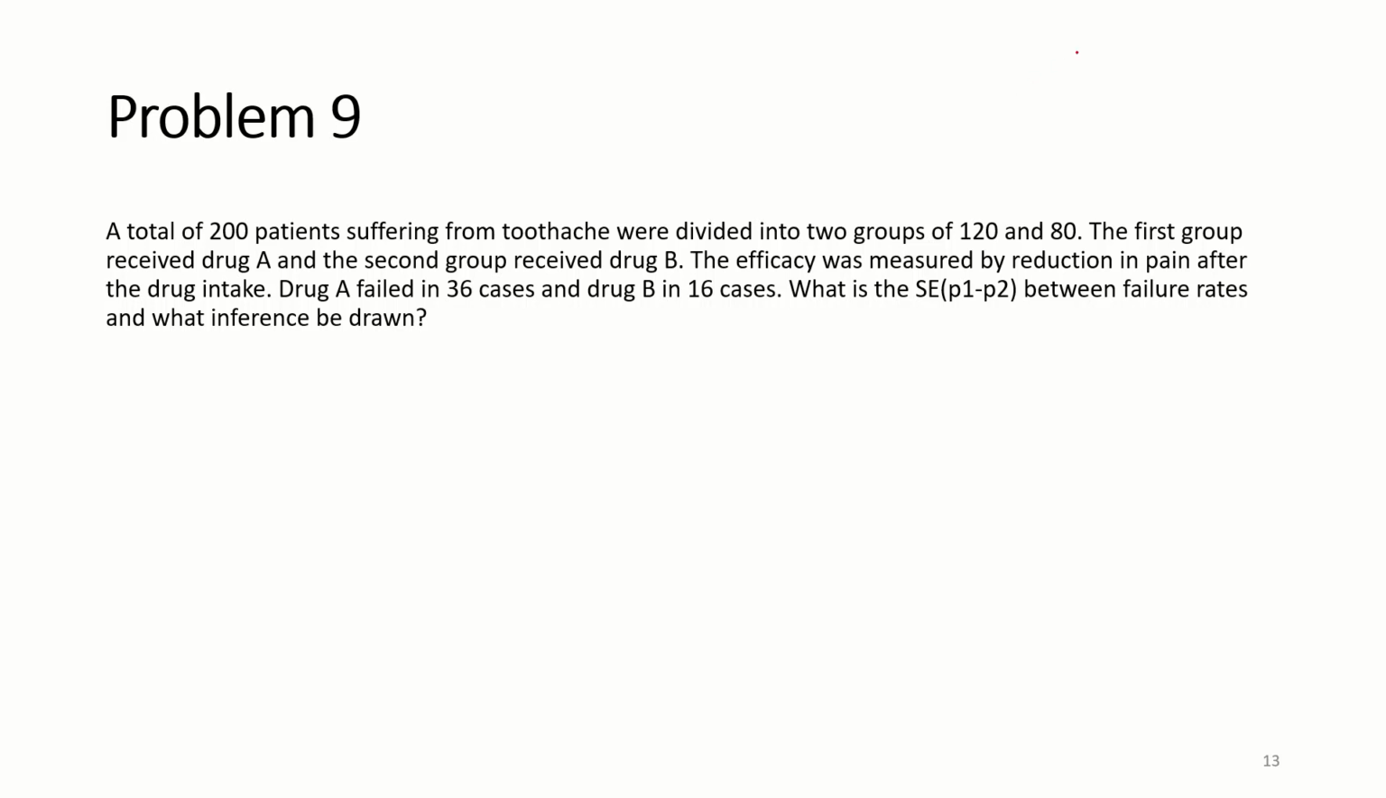So you can take the test at 95%, which is 1.96. Okay. So basically this means whether these two groups are connected or not. Here we have two groups, 120 and 80. Whether the failure rates of the drugs are different, whether a difference is there or not.